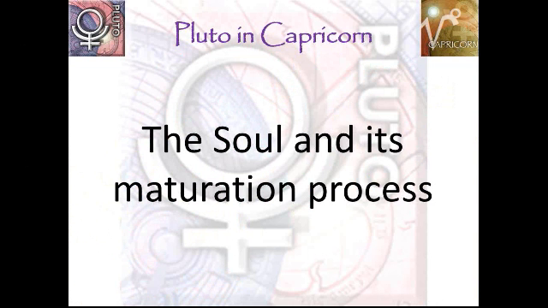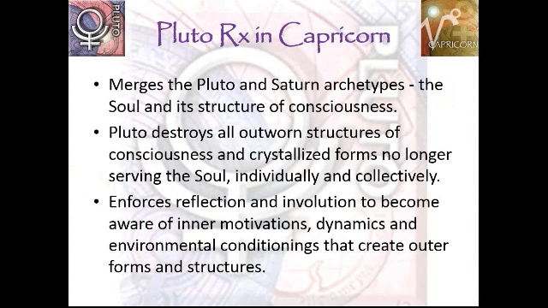So Pluto in Capricorn is going to represent the maturation process within any soul. And it's going to represent this on an individual basis. It's going to represent this on a collective basis. Now this includes Pluto retrograde in Capricorn. The ruler of Capricorn is Saturn. So we're merging the Pluto and Saturn archetypes.